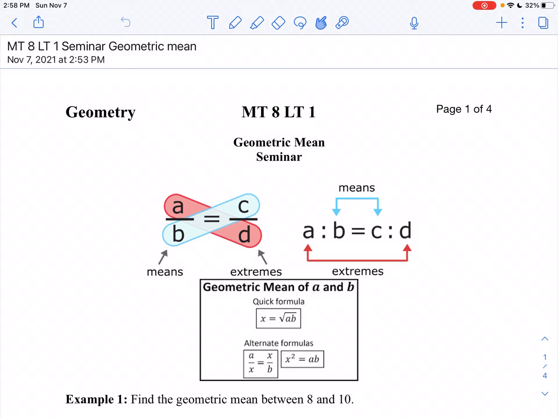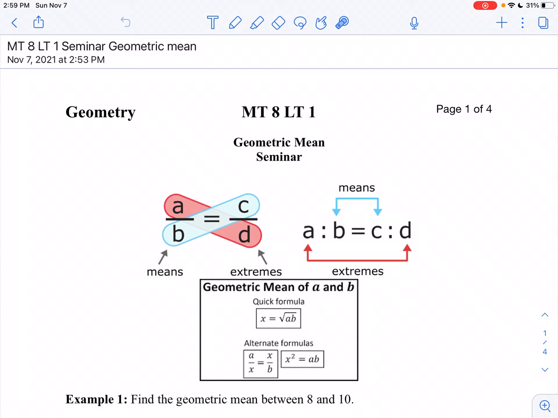The first thing is when we have a proportion and we write it out with a colon, the two numbers on the outside we call extremes. The two numbers on the inside we call means. So the means is the first denominator and the second numerator. The first numerator and second denominator is the extremes. When your means are the same, we call that a mean proportional.